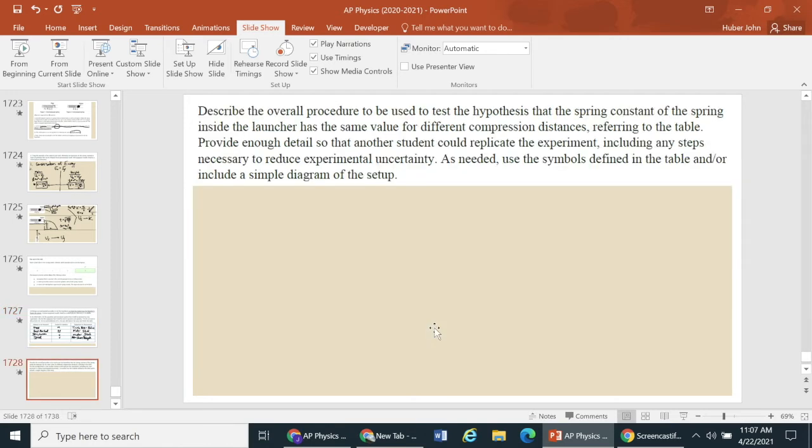Now, of course, the next part of this question wants you to describe the overall procedure. You want to refer to the table, it says, too. So it says, describe the overall procedure to be used to test the hypothesis that the spring constant of the spring inside the launcher has the same value for different compression distances, referring to the table. They want you to talk about measuring the things you said you were going to measure. Provide enough detail so that the student could replicate the experiment, including any steps necessary to reduce experimental uncertainty.